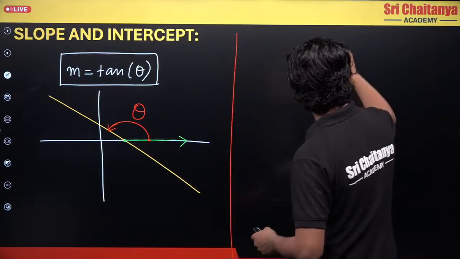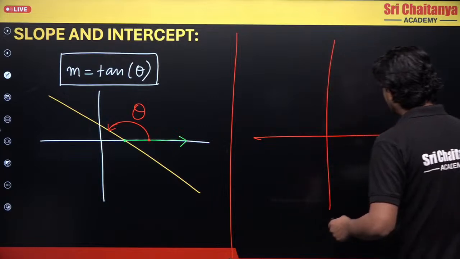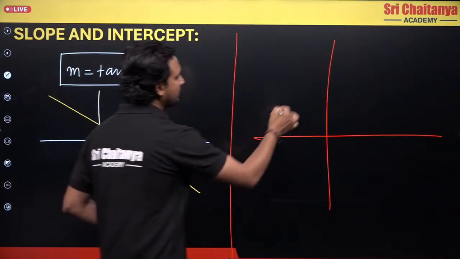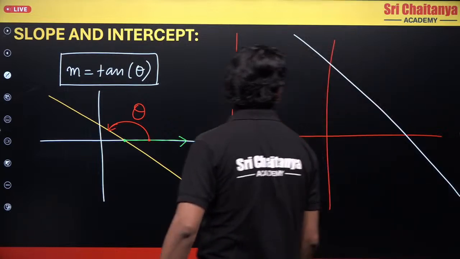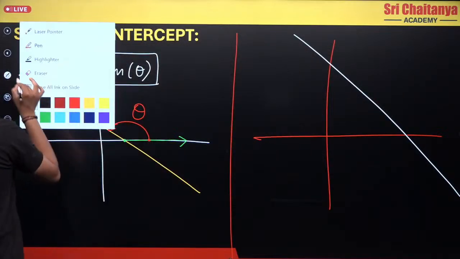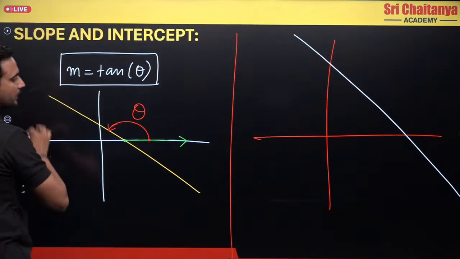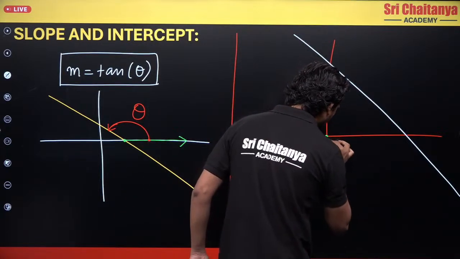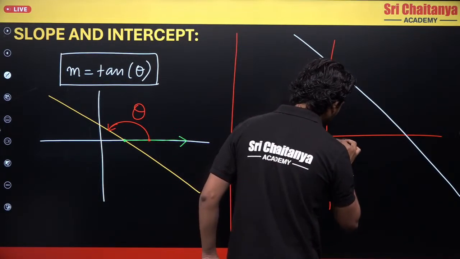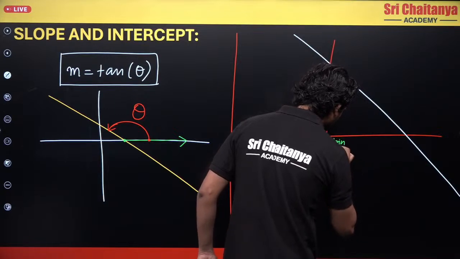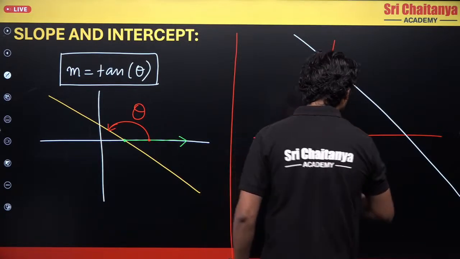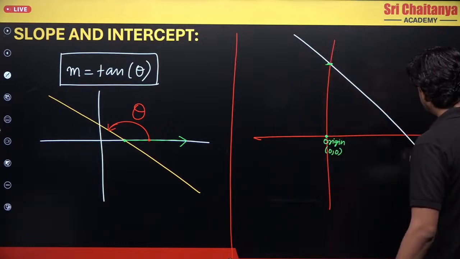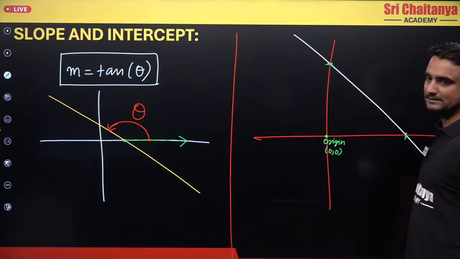What is intercept? If I have something like this, and let's say this is the straight line I have, how many types of intercept will I have? I have two types of intercept here. First of all, this is the origin, and the origin is 0, 0. Then what is this point? This is the point where it cuts the y-axis. This is the point where it cuts the x-axis.